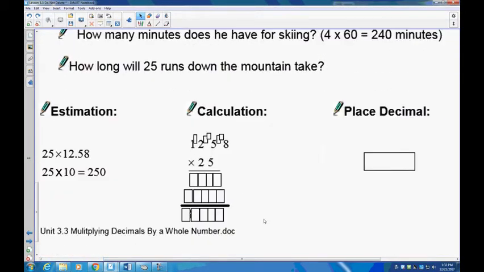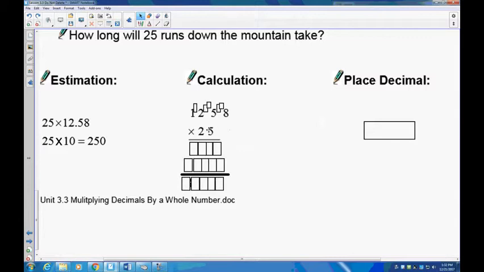And here we go. All right, so do our multiplication. 5 times 8 is 40. Put down the 0. Carry the 4. 5 times 5 is 25, and 4 is 29. So put down the 9. Oops, and carry the 2. 5 times 2 is 10, and 2 is 12. So put down the 2, and carry the 1. So that gives you 5 times 1 is 5, and 1 is 6.